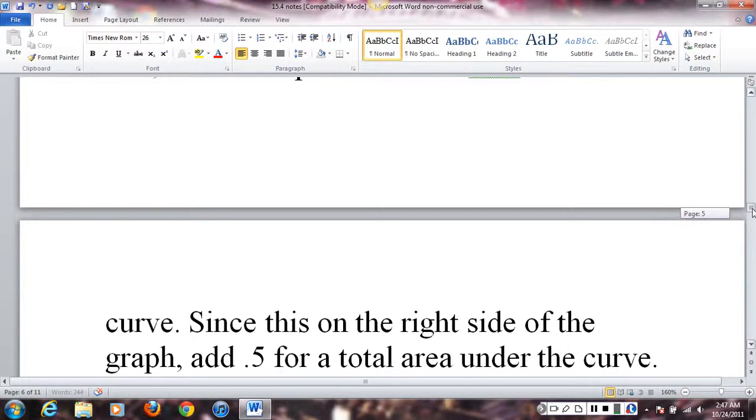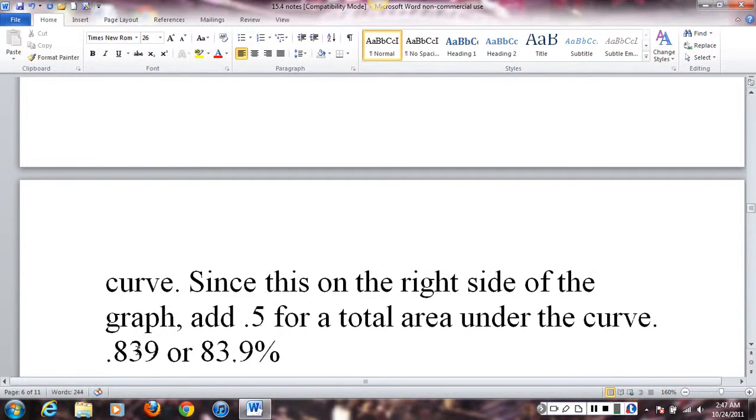Oops, excuse me, 88. My mistake. Good thing I checked. So 88.9% of the data falls to the left of this z-score. So you say you're in the 88th percentile, or you can round it up, say this person was in the 89th percentile of the entire class. And that's how this is interpreted.